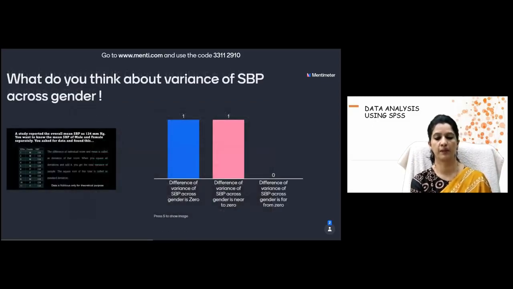I think two people have answered. Difference of variance of SBP across gender is 0. Difference of variance of SBP is near to 0, and it is far from 0. We don't expect you to calculate, you just have to comment seeing the data. You can see that there is no difference at all. Each individual value is like the mean of the sample. So you are right that the difference of variance of systolic blood pressure across gender is 0.